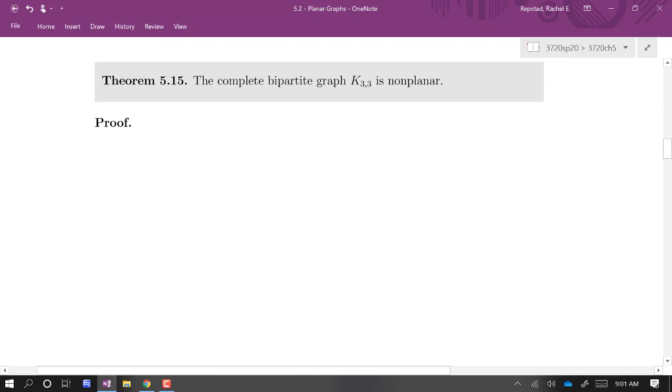In this next theorem, we're going to use that to help us show that a graph is non-planar. So the graph there that we just worked with, that was K-2-3, the complete bipartite graph with 2 vertices in one set and 3 vertices in another. We're going to look at K-3-3 and show that it is non-planar. So K-3-3, the complete bipartite graph with 3 vertices in both sets. So this looks like this.